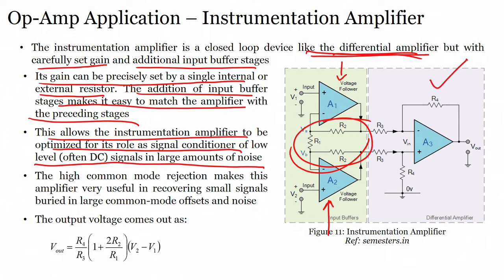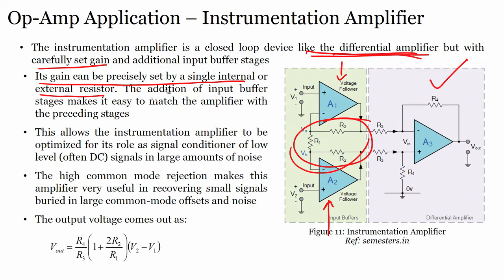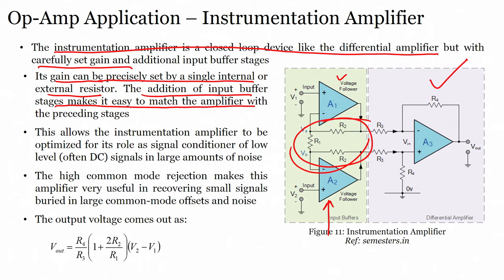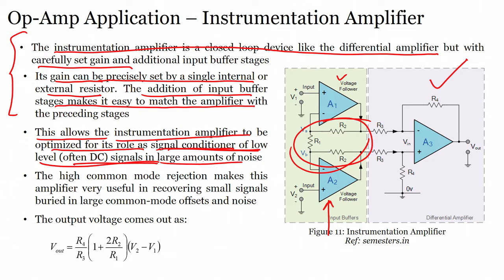So, let us quickly once again see: the instrumentation amplifier is a closed loop device like the differential amplifier, but we carefully set the gain. Second, the gain can be precisely set by a single internal or external resistor. Third, the addition of input buffer stages makes it easy to match the amplifier with the preceding stages. And fourth, because of this, the instrumentation amplifier can be optimized for its role as a signal conditioner of low level signals in a large amount of noise.